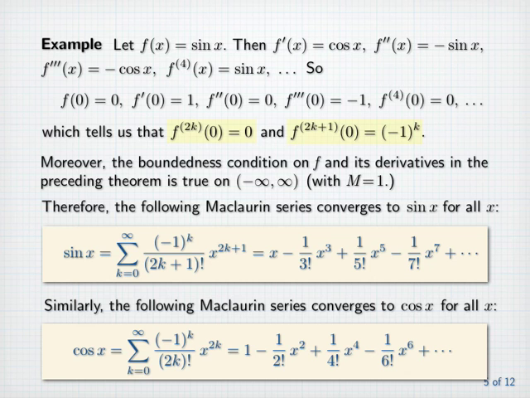This should not be surprising, since we know that sine x is an odd function, while cosine x is an even function. Now let's go back to the series for sine x. And notice that its partial sums are odd-degree polynomials in x.